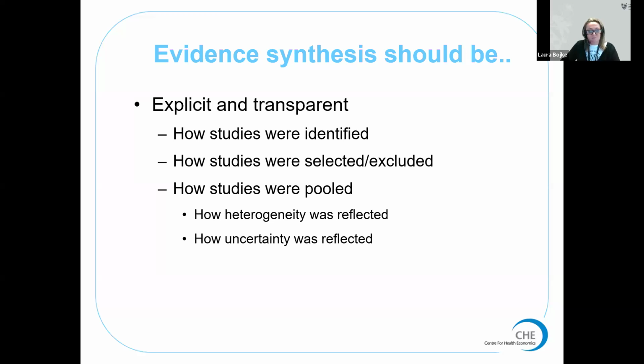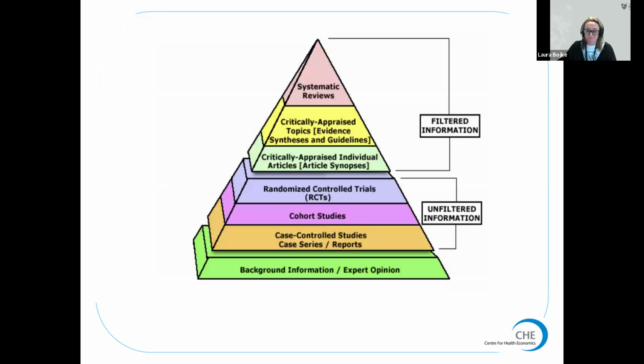First, in terms of the methods that it uses, overall, it should be explicit and transparent in those methods. In particular, it should be very clear about how the studies that are part of the quantitative evidence synthesis were identified, how those that were relevant for the synthesis were selected, how those deemed not relevant were excluded, and then very clear about the methods that are used for pooling. And in particular, how between study heterogeneity is reflected and how within study uncertainty is reflected as well. I'll go on to some of these issues in subsequent slides, so hopefully this will become clear.